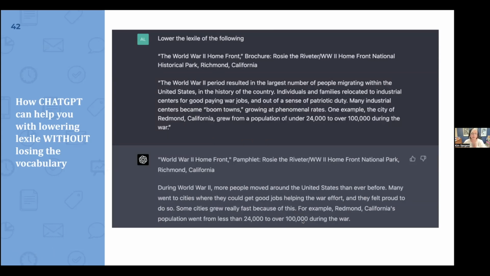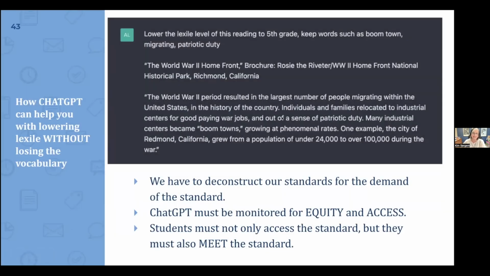Conceptually, I want my kids to know this, but they need to know some pretty important elements to that. They needed to know what a boomtown was. They needed to know migrating, because that's really important, especially within World War II. But patriotic duty is very important within World War II. Now, industrial, again, I'm going to come back to this because it's in here, but I just wanted to throw some words out there to see if it would keep them. So you guys see, look how it kept it. So I'll let you guys read that.